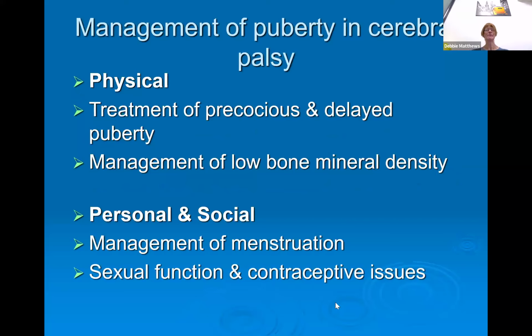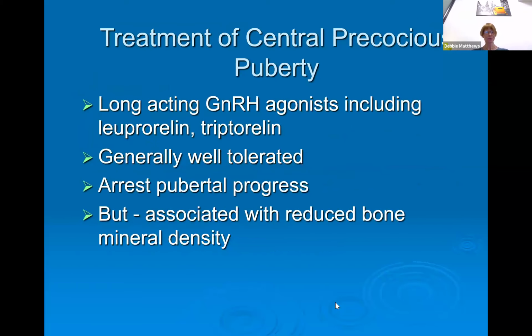So how are we going to manage puberty? Well, physically, we need to treat both precocious and delayed puberty and manage low bone mineral density. Personal and social: the management of menstruation, sexual function, and contraceptive issues.